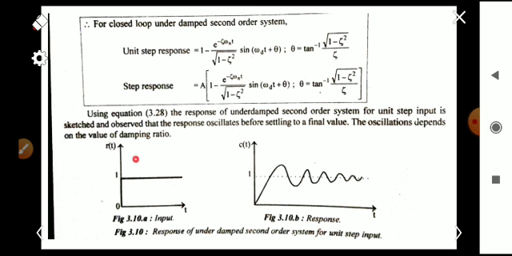The response will be like this: we are giving an input of unit step, a constant value 1, and the response C of t will be of underdamped nature. The amplitude of the oscillation reduces, and finally it settles down at 1. I hope all of you understand the response of an underdamped system for a unit step input well. So thank you.